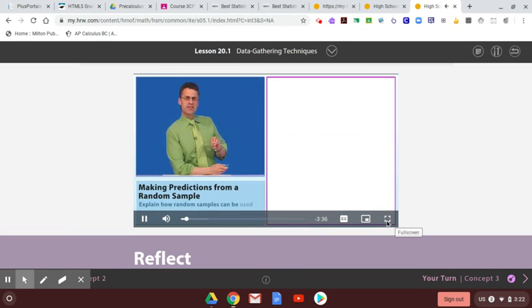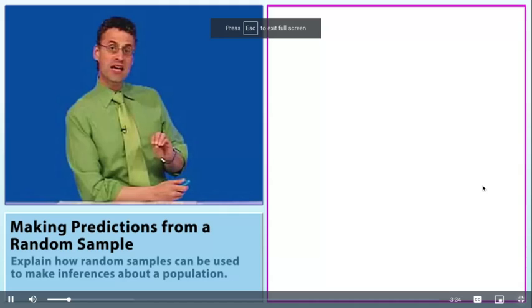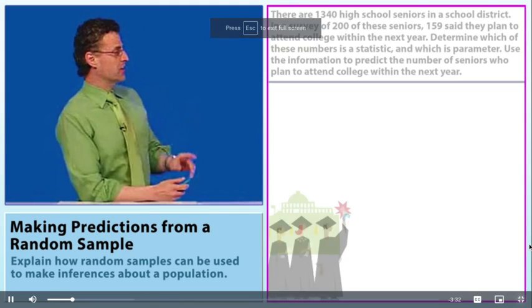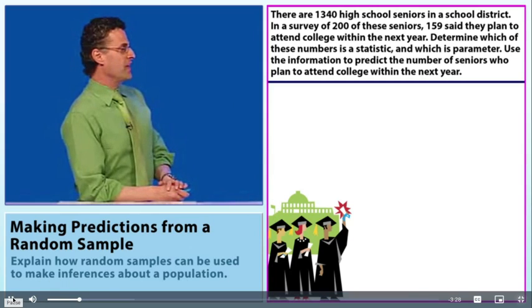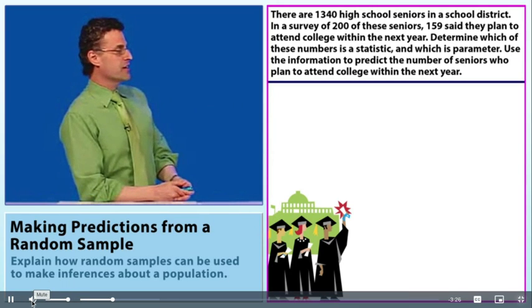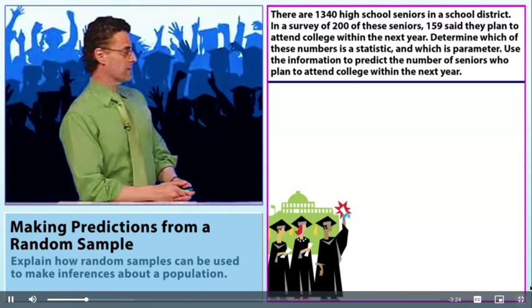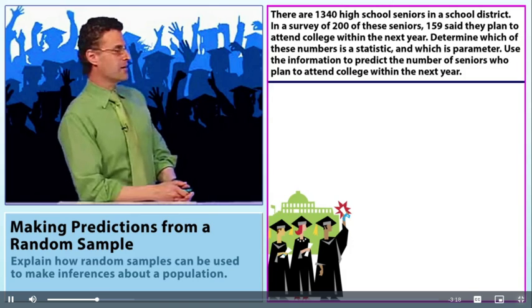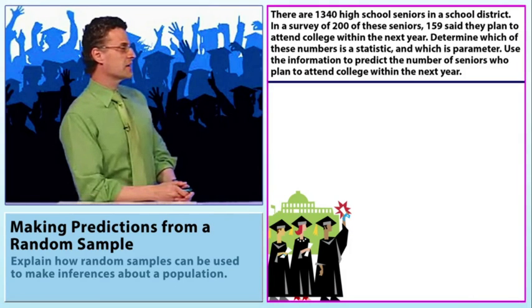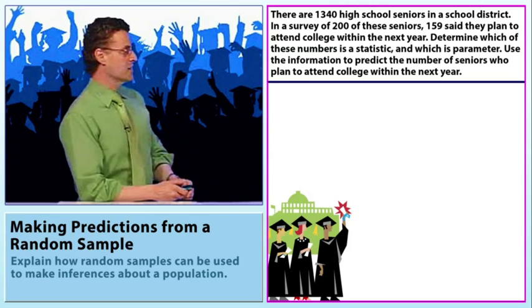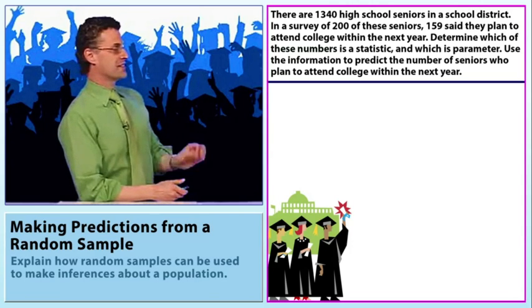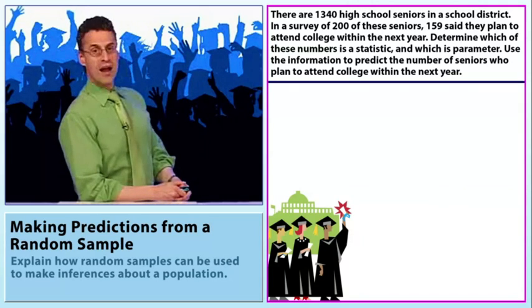I want us to take a look at this distinction between a statistic and a parameter. So let's take a look here. So here's an interesting scenario. There are 1,340 high school seniors in a school district. In a survey of 200 of these seniors, 159 of them said they plan to attend college within the next year, which is awesome, by the way. Now here's our challenge. Determine which of these numbers is a statistic and which is a parameter.